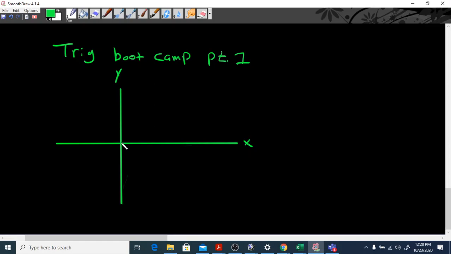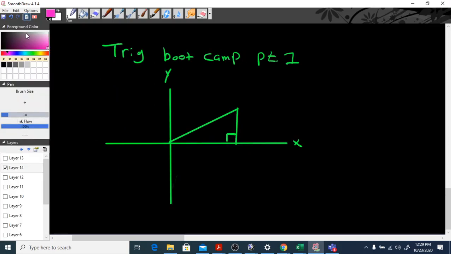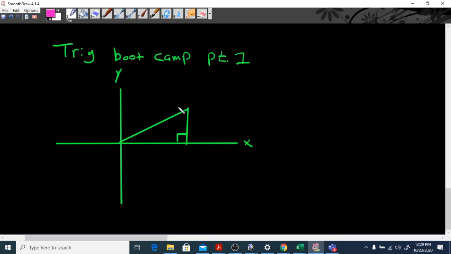Trigonometry is all about angles, specifically angles that can be understood in terms of one or more sides of a right triangle. Here I'm making a right triangle, and the way to think about it is not really in terms of the triangle itself.